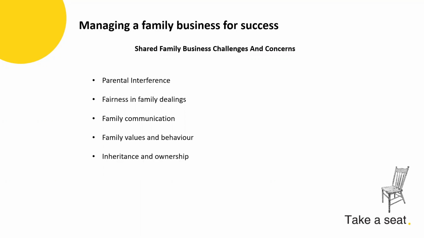You've got inheritance and ownership problems, business competence problems where kids just come into the business without any competence for business, and they try and work in the business without any knowledge around the business. Family participation, decisions around who's supposed to be involved, who's not supposed to be involved.